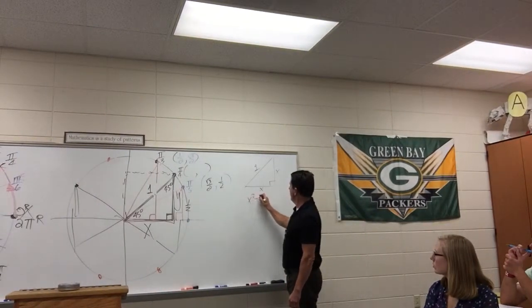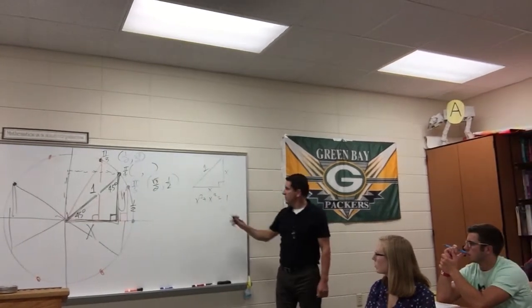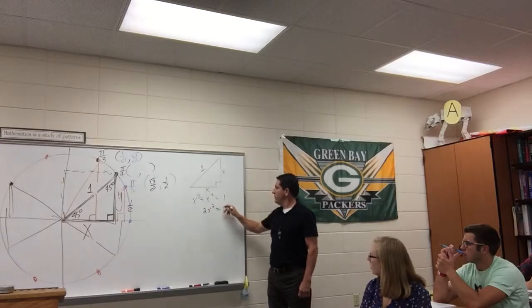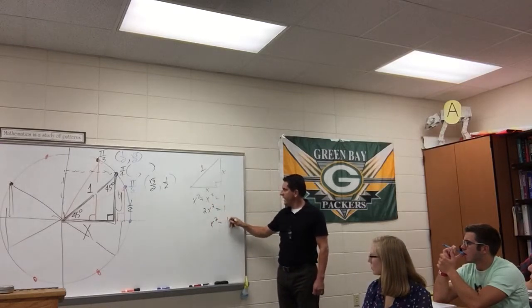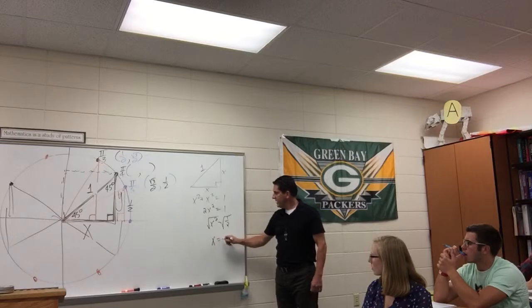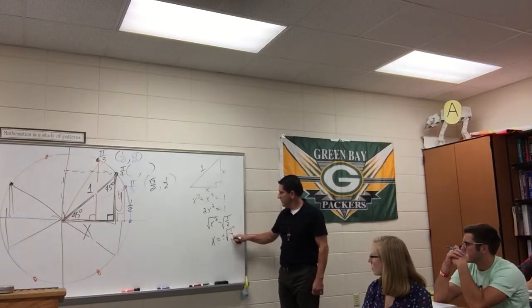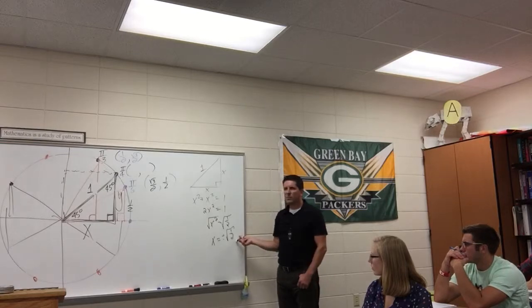x squared plus x squared is equal to 1, which means 2x squared is equal to 1, which means x squared is equal to a half, which means x is equal to plus or minus the square root of 1/2. And where do we get the square root of 2 over 2 out of this one?